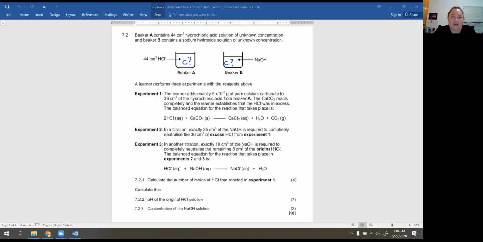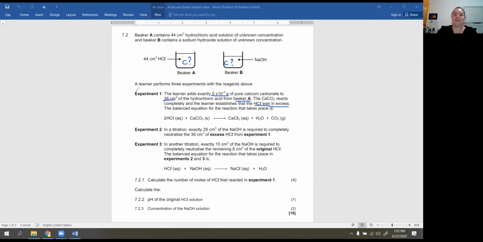So you are told that a learner performs 3 experiments with the reagents above. In experiment 1, the learner adds exactly 5 times 10 to the negative 3 grams of pure calcium carbonate to 36 centimeters cubed of the hydrochloric acid from beaker A, where we don't know its concentration. The calcium carbonate reacts completely, and the learner establishes that the HCl was in excess. That means that there is more HCl than we need. Okay. The balanced equation for this reaction is given over here.